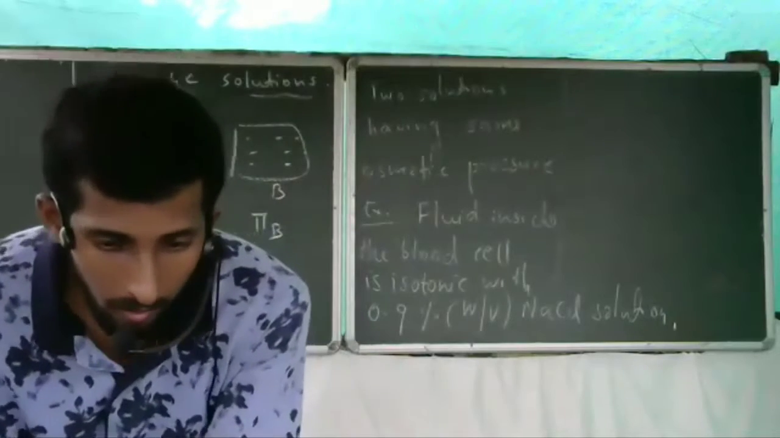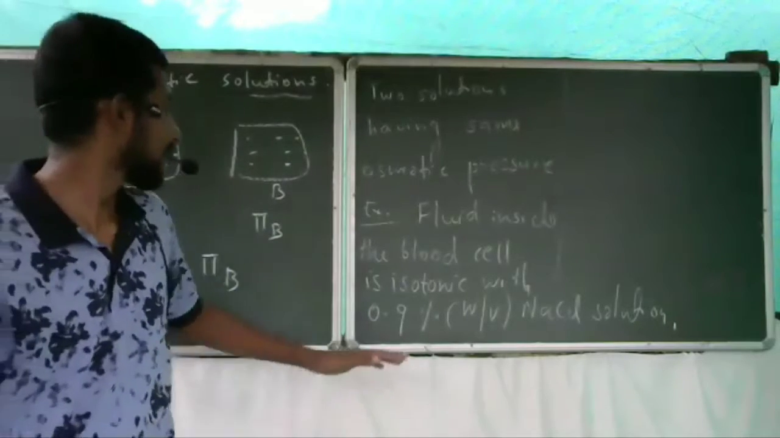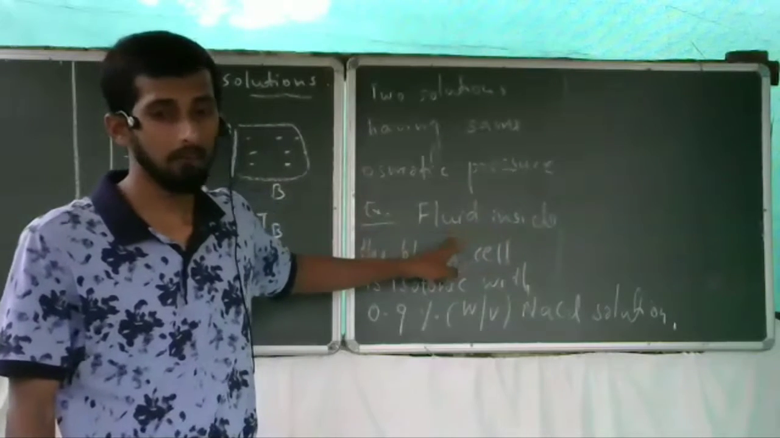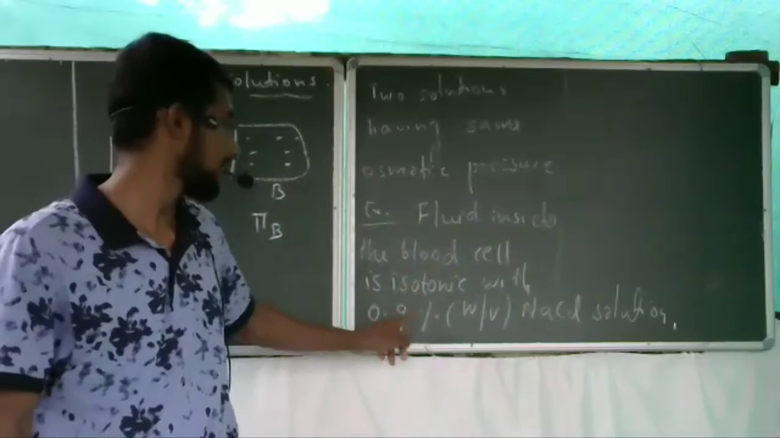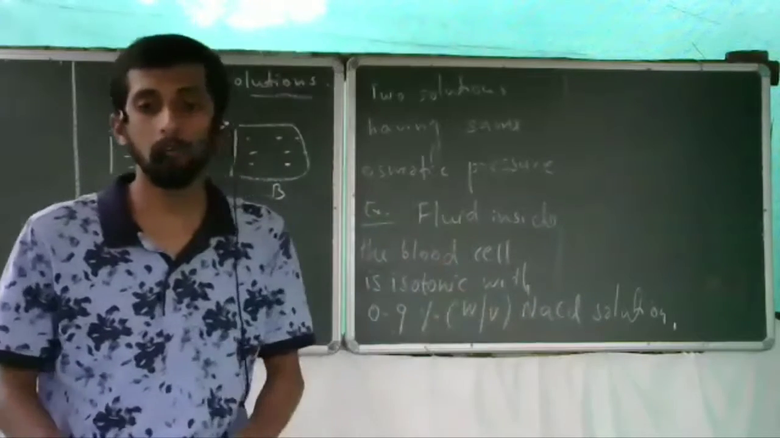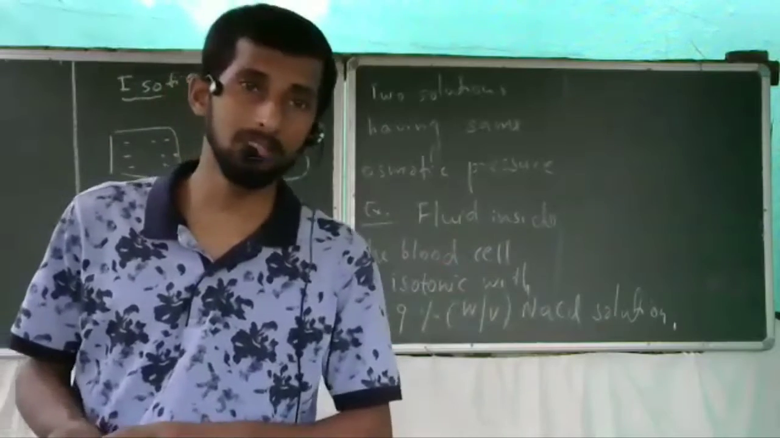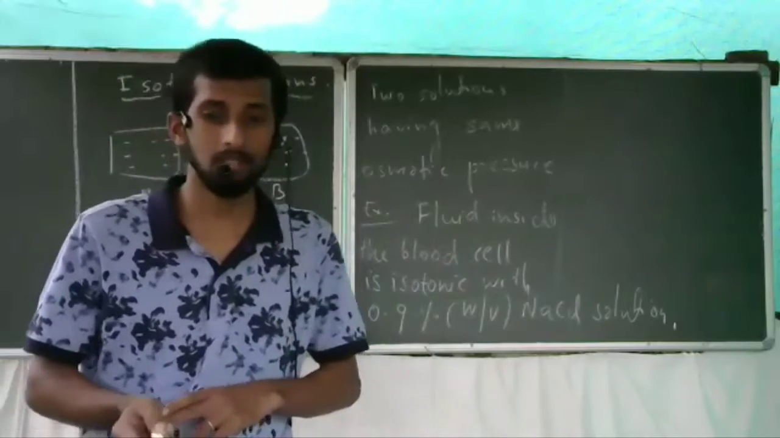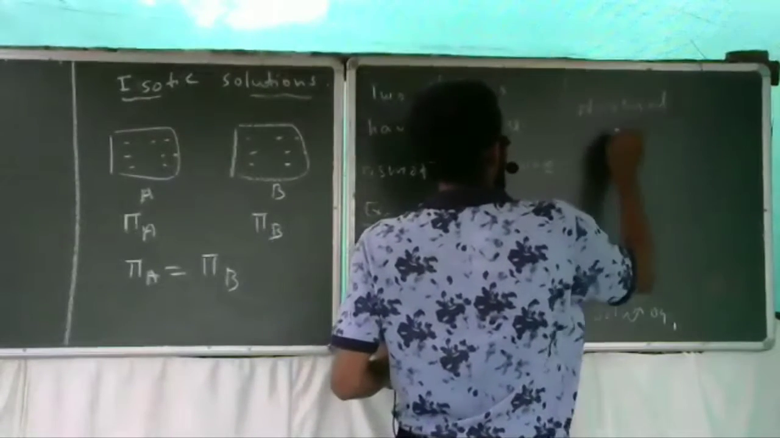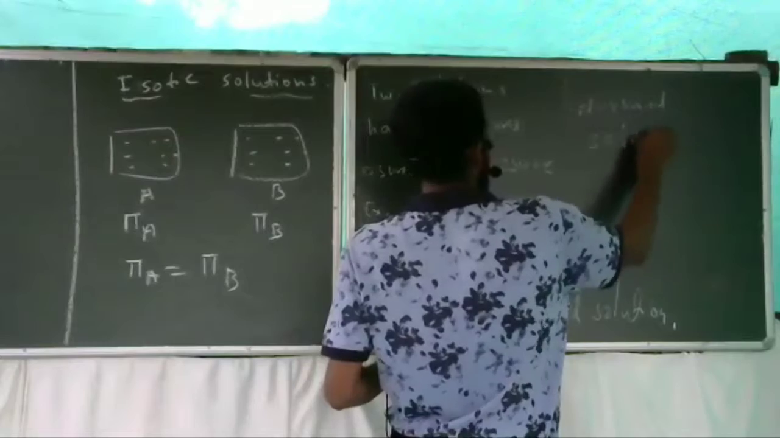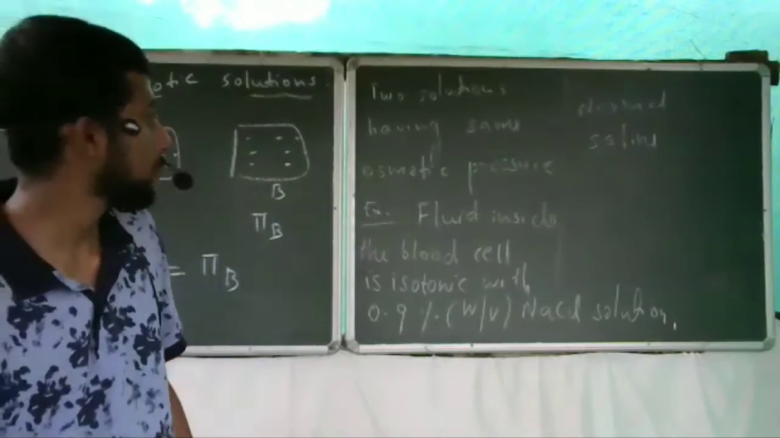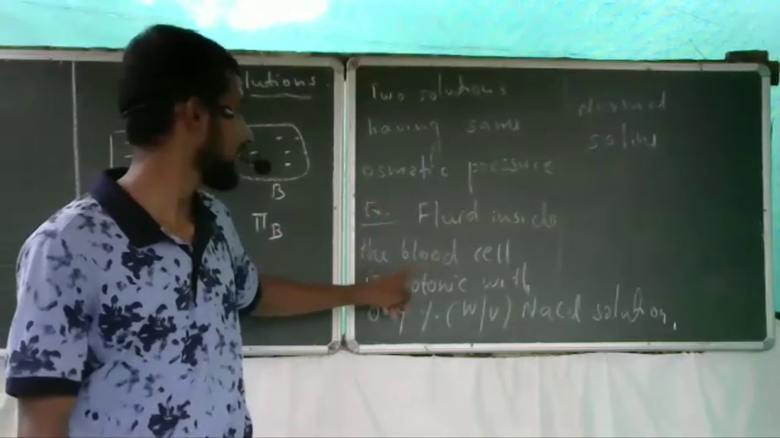If you take the RBC, inside it we have some fluids. That fluid is isotonic with 0.9% NaCl solution. 0.9% sodium chloride solution is called normal saline. So normal saline is isotonic with the fluid inside the blood cell.